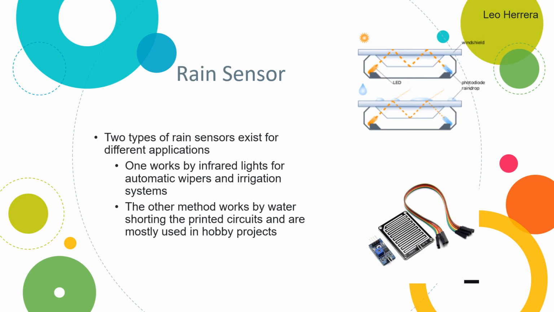A rain sensor is simply a sensor that can detect rain or raindrops. There are two different types of sensors depending on which application is going to be used. One is an infrared light rain sensor that is commonly used for irrigation systems or on cars for your automatic wipers. Another is generally used by hobbyists, which is just a printed circuit. I'll go into more detail in the next two slides.